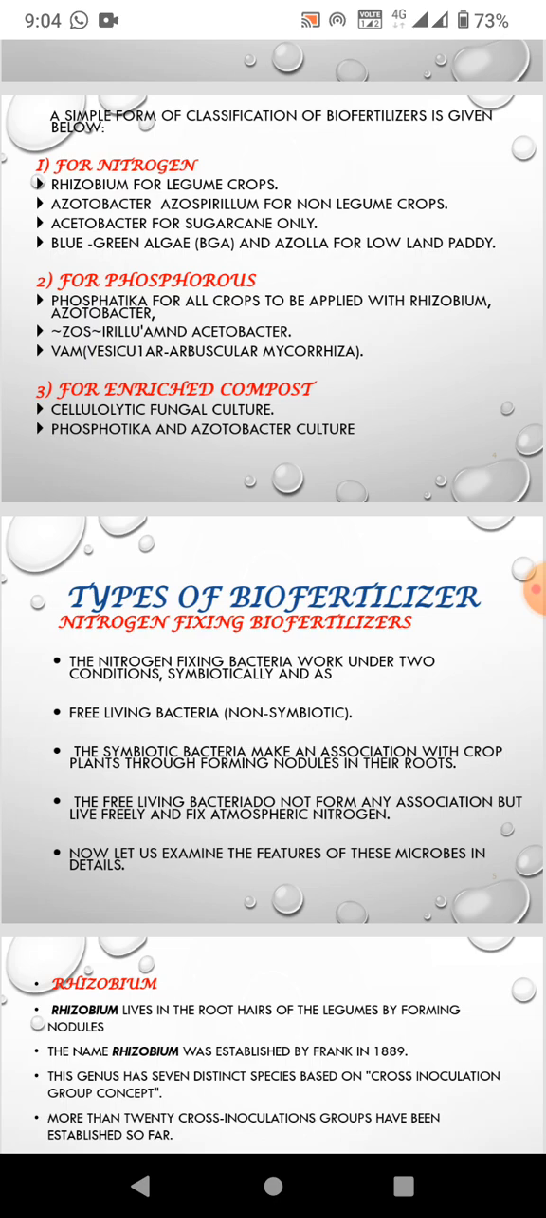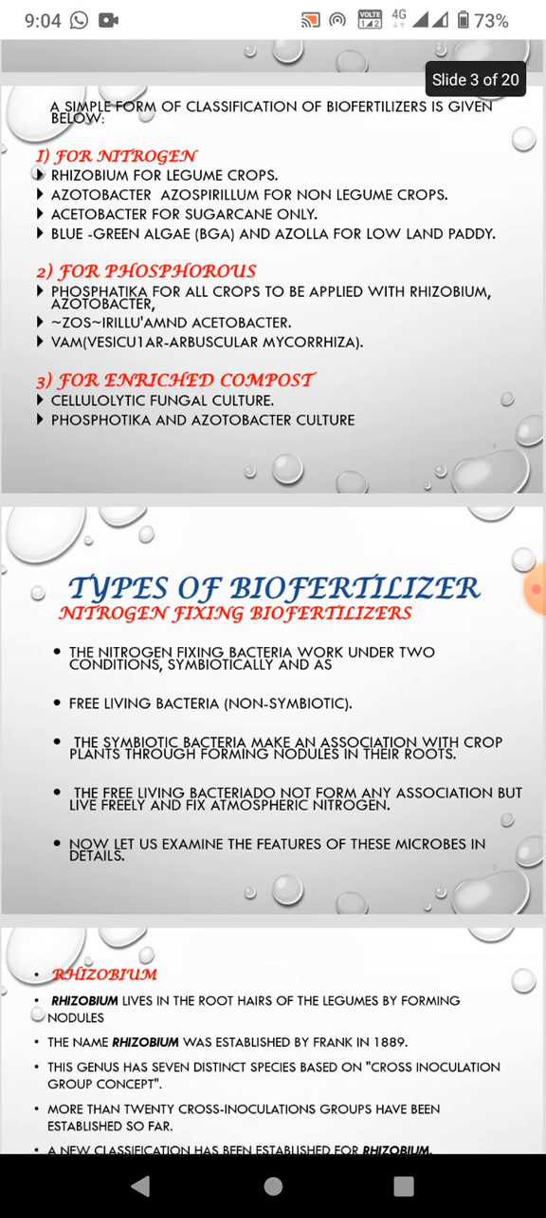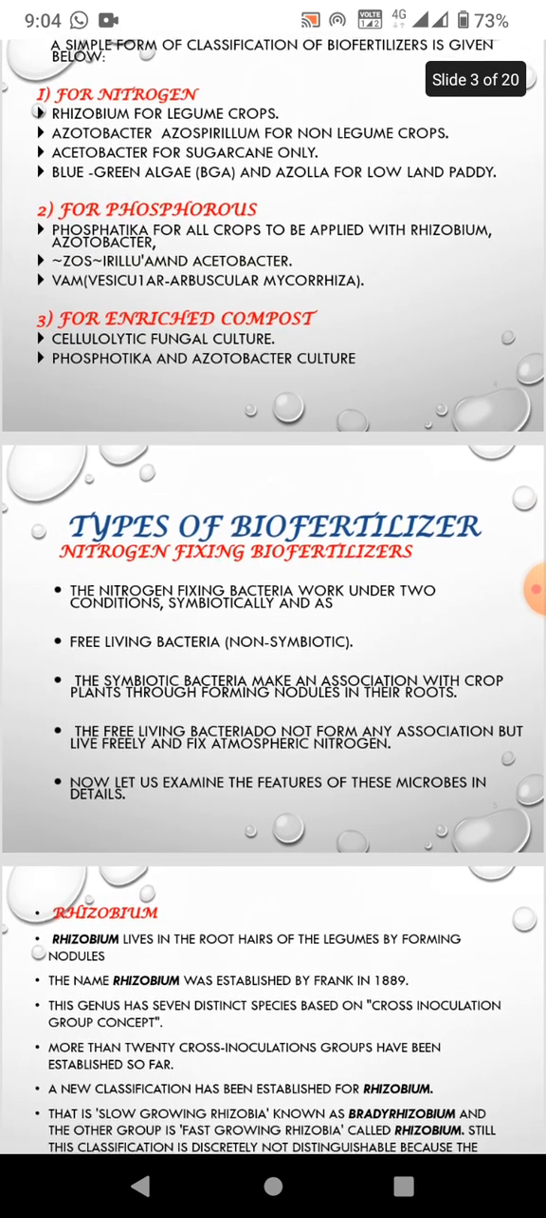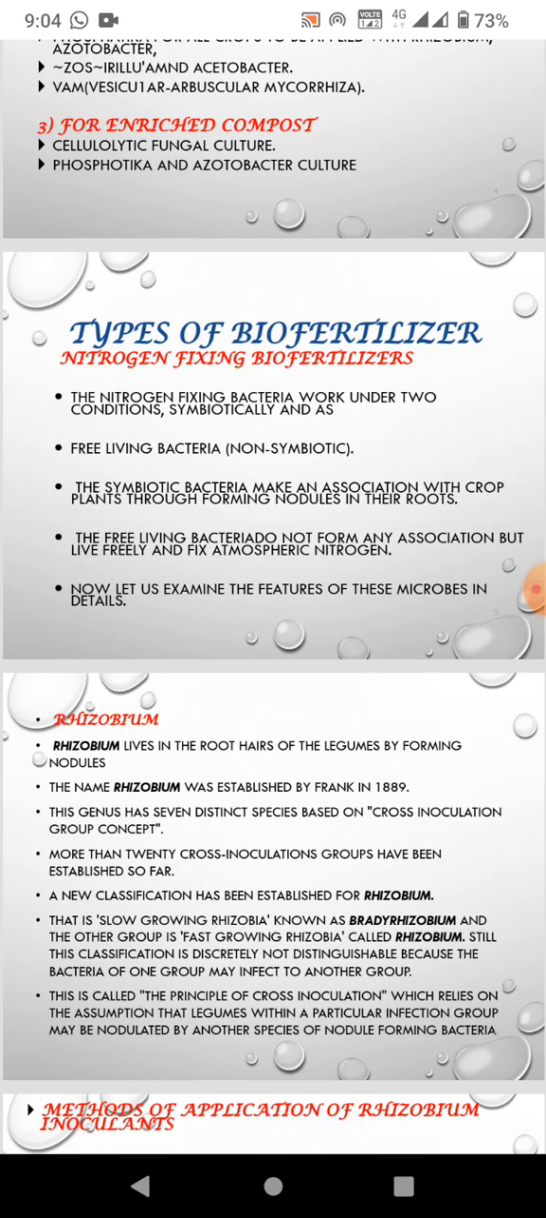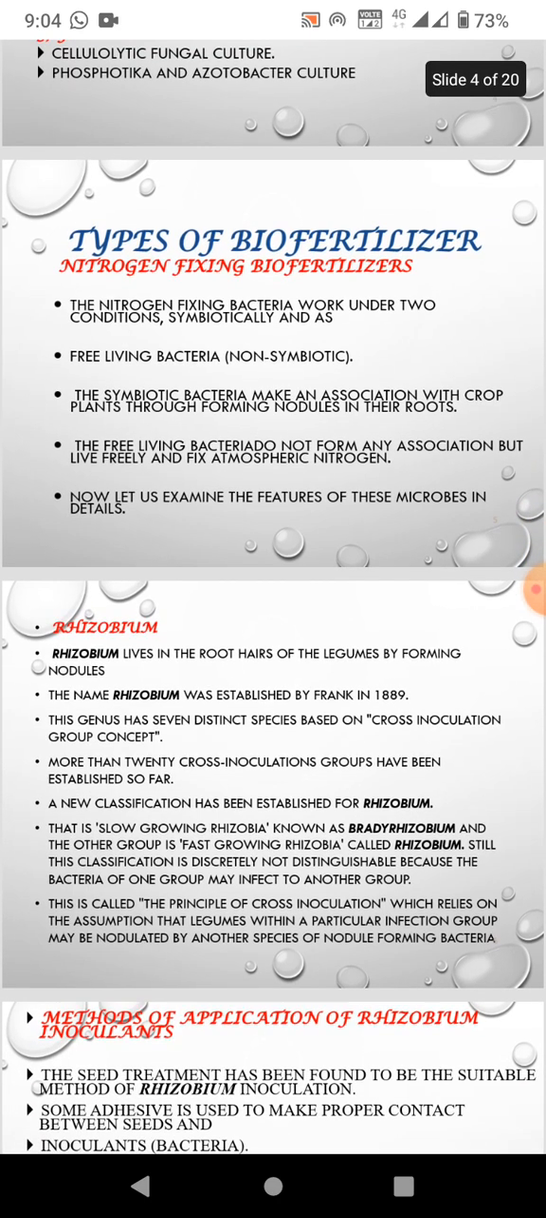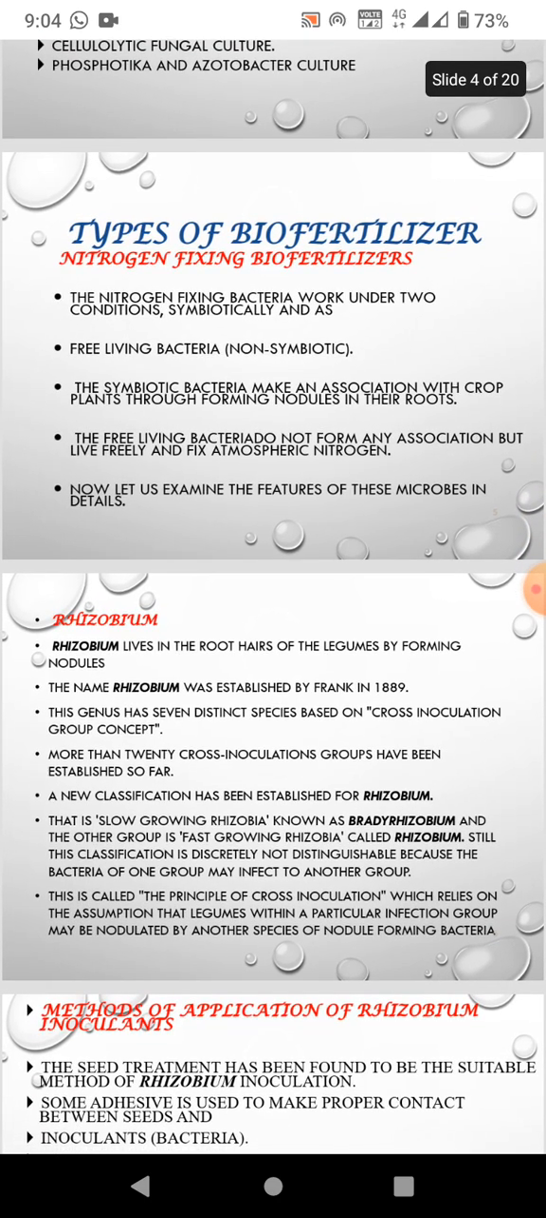The symbiotic bacteria make an association with crop plants through forming nodules in the roots. The free living bacteria do not form any association but live freely and fix atmospheric nitrogen. And then Rhizobium. Rhizobium lives in the root hairs of the legumes by forming nodules. The name Rhizobium was established by Frank in 1889. This genus has 7 distinct species based on the cross-inoculation group concept. More than 20 cross-inoculation groups have been established so far.